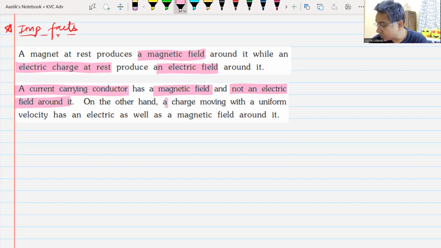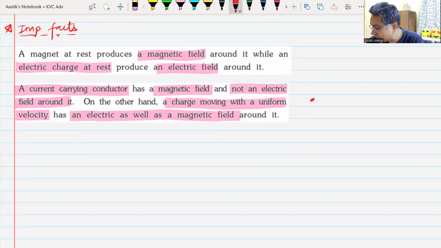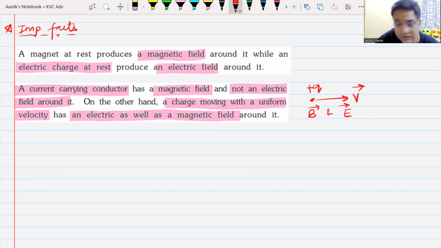But if you have a charge which is moving with a uniform velocity, it will create electric as well as magnetic field. That means if I have a charge plus q moving with a velocity v, it will create both magnetic field and electric field. But when these charges are moving together in a conductor which carries current, this current carrying wire only produces a magnetic field and it does not produce an electric field. Do not write it. I will give you time to write it. First listen and try to understand.